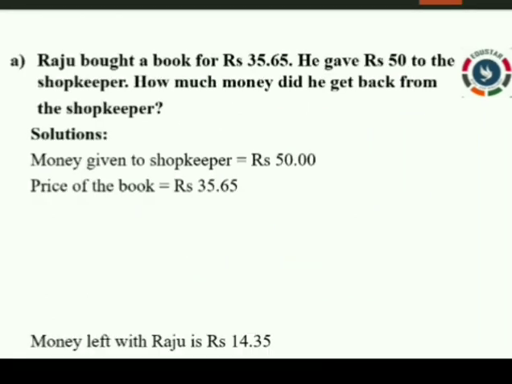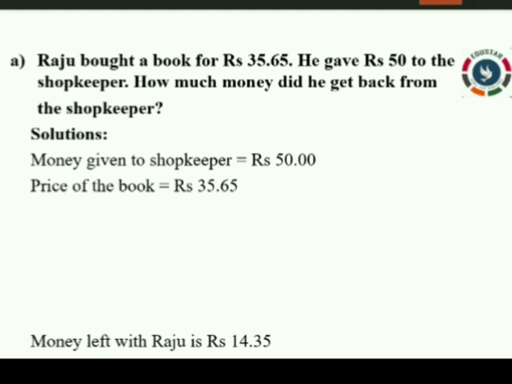Now we are going to discuss some word problems based on decimal subtraction. First one, Raju bought a book for rupees 35.65. He gave rupees 50 to the shopkeeper. How much money did he get back from the shopkeeper? Now you are going to find the balance amount. How much money he gave to the shopkeeper? 50 rupees, right? From this 50 rupees, if you subtract the cost of your book, 35 rupees 65 paise, you will get the balance amount.